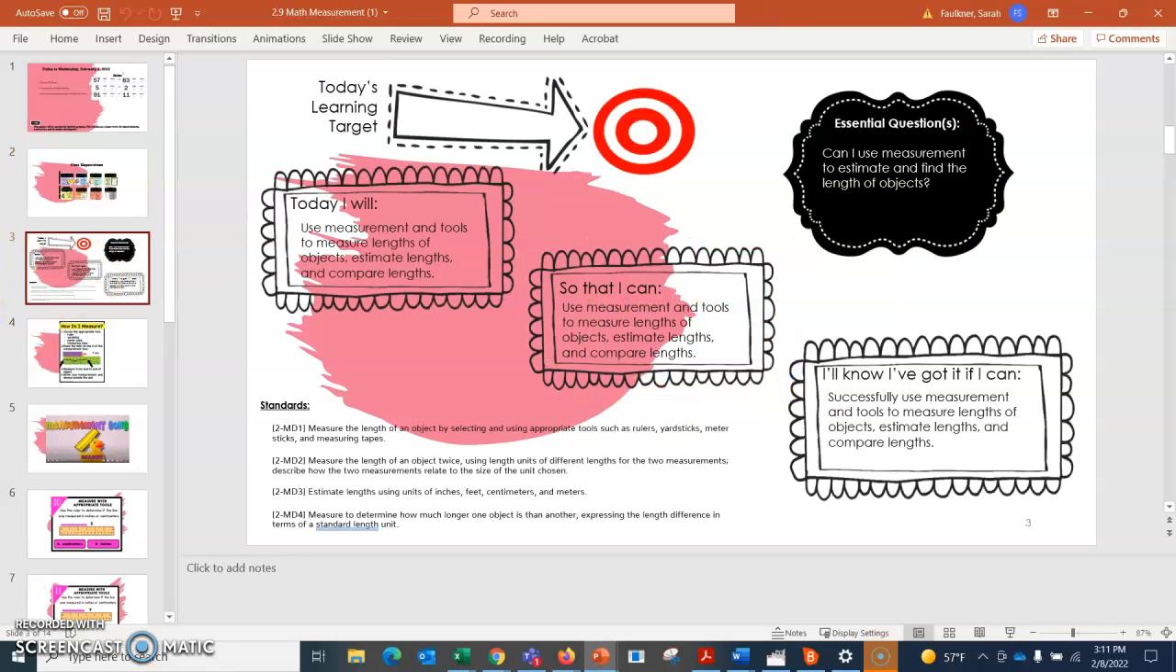Today's learning target, we want to use measurement and tools to measure lengths of objects, estimate lengths, and compare lengths, so that I can measure and use tools to measure lengths of objects, estimate lengths, and compare lengths. And I'll know if I've got it when I can successfully use measurement and tools to measure lengths of objects, estimate lengths, and compare lengths. So our essential question is, can I use measurement to estimate and find the length of objects? If I can, then I've hit today's learning target. If I can't, I need to do a little bit more practice.